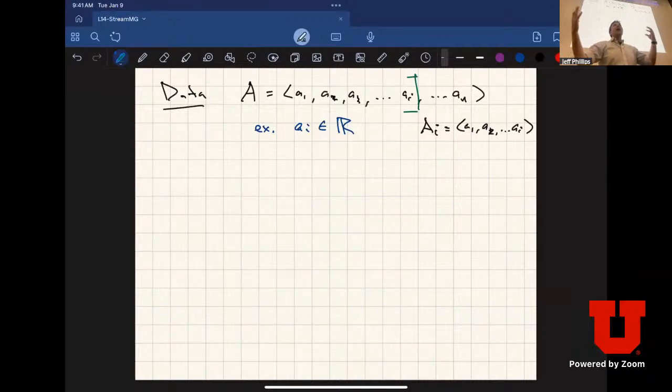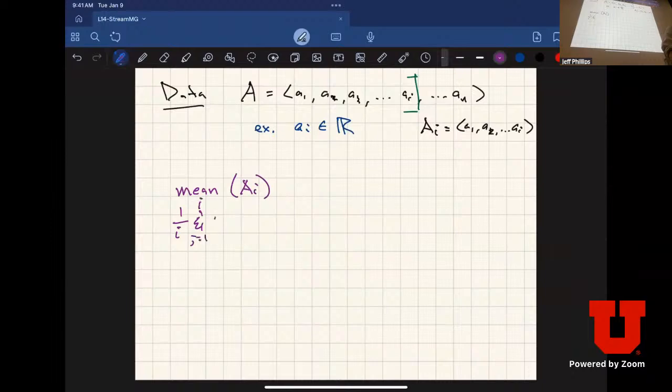Now I want to have something to be able to maintain some summary, some property of this data. I'm going to talk about an example of the mean of Ai. I'd like to maintain the mean of all these values, so the average. Remember, this is 1 over i, the sum from j equals 1 up to i of Aj, right? So I want to maintain this quantity, and I can only read every data point once.